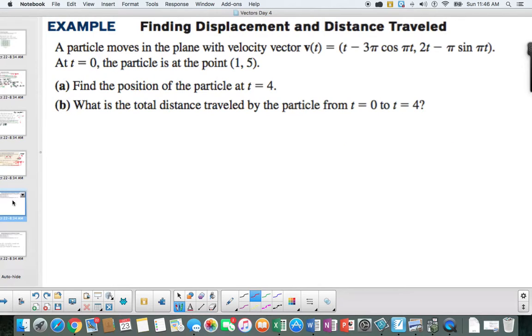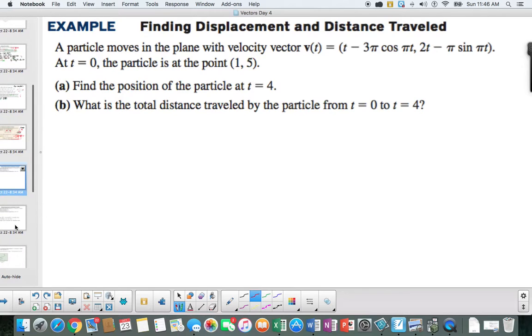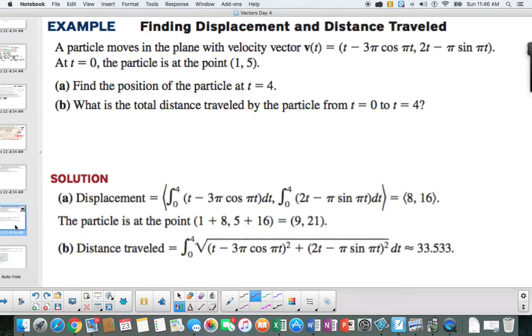Okay, let's take a look at a particle moving with this velocity vector, and we want to find the position of the particle at t equal to 4, and what's the total distance traveled. Okay, so the solution is to find the position. You have to first figure out the displacement. How far is it going from where it was to its final position?